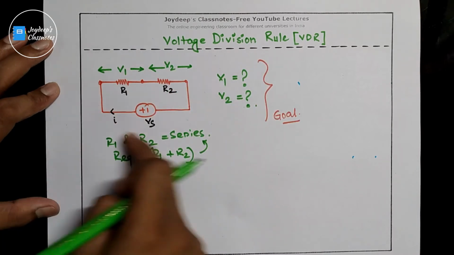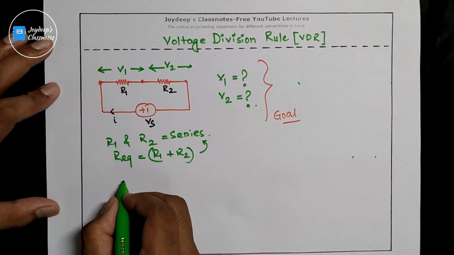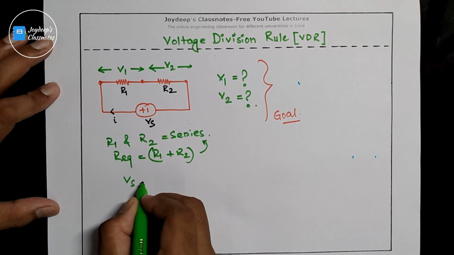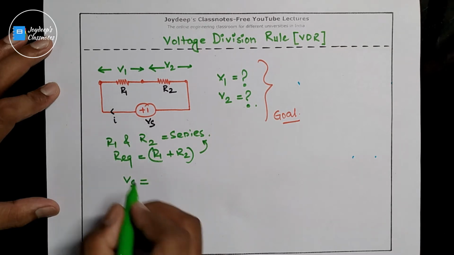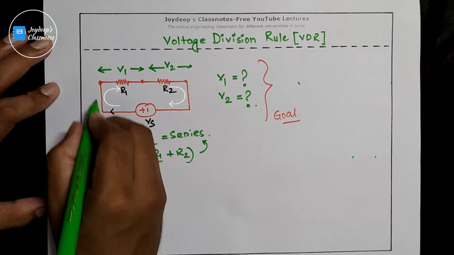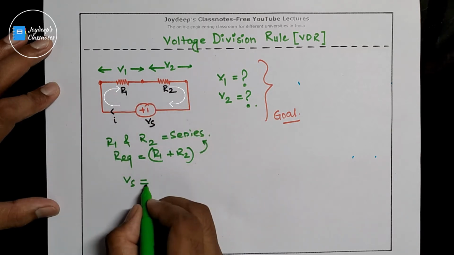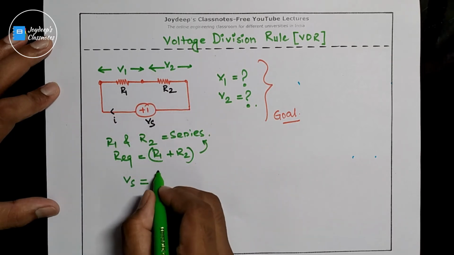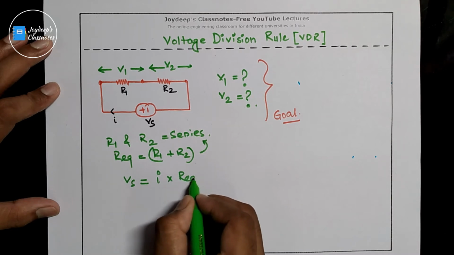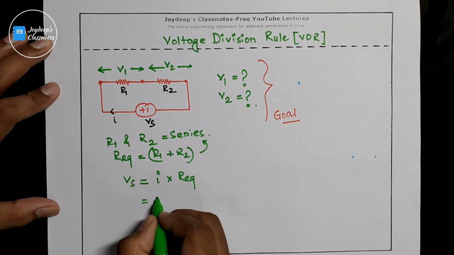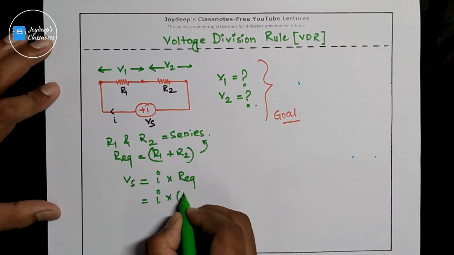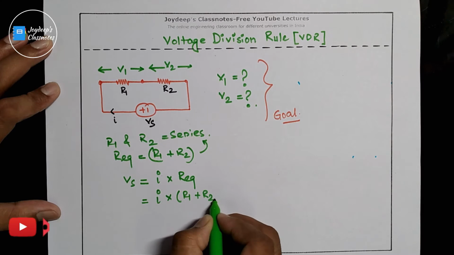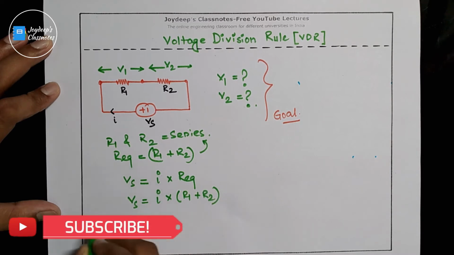Now if we apply KVL in this circuit, it will come to be Vs is equal to I into R equivalent, where I is the total amount of current flowing in this circuit. The value of R equivalent is R1 plus R2. Clear? So this is your equation number 1.